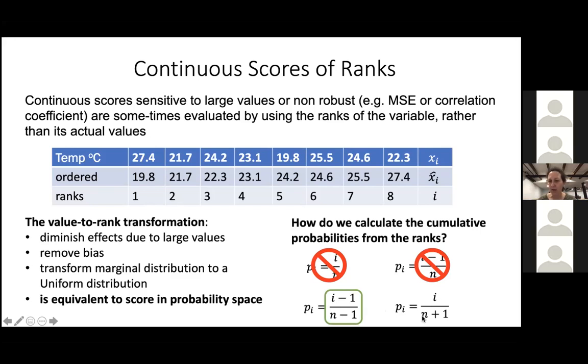If I do i over n plus 1, this is symmetric, because the first one is 1 over n plus 1, and the last one is n over n plus 1, and they don't reach 0 and 1. So the one I prefer the most is the last one. But there are reasons to choose the others as well. And maybe Ian is going to go through that, or probably Nachiketa later.